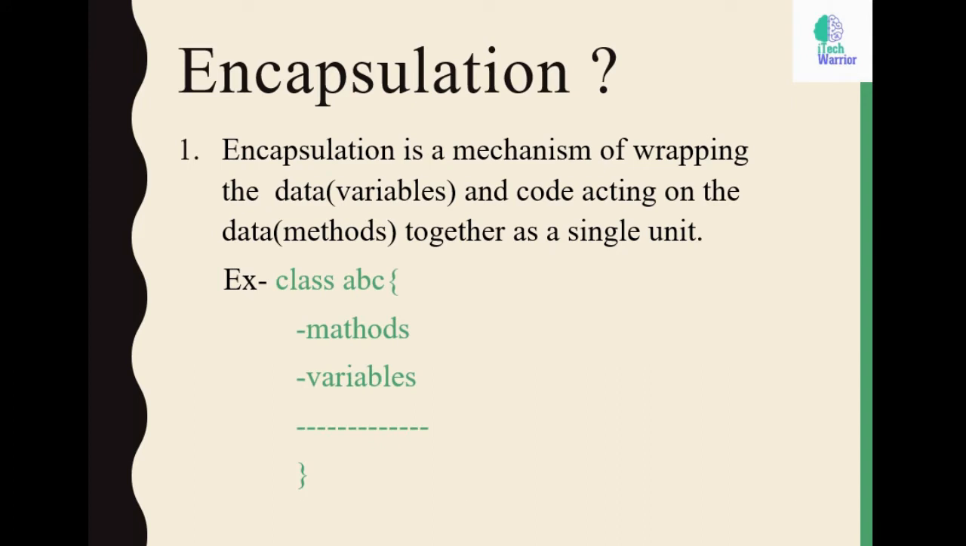Encapsulation is a mechanism of wrapping the data (variables) and the code acting on the data (methods) together in a single unit. Class is the best example of encapsulation. Here is the example of class ABC, and in this class we declare our methods and variables. Class is the outer body of all the members under the class. So the class is the best example of encapsulation.